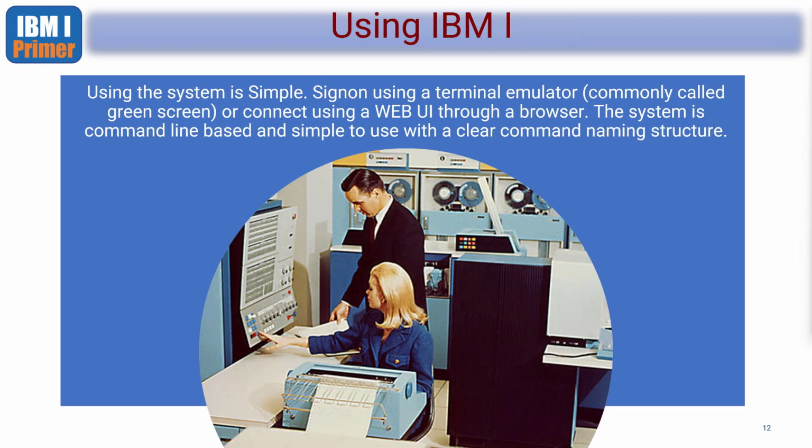So using the system is simple, right? You sign on using a terminal emulator. You'll all have seen these. They're commonly called green screens. Or you connect using a web UI through a browser. Not so many companies do it this way, but you don't need to install any software on your machine. You can run your browser, go to your machine, and it looks just like a green screen running inside the browser. Using IBM i itself on the computer is command line based. Very simple to use, and it has a very clear naming structure.